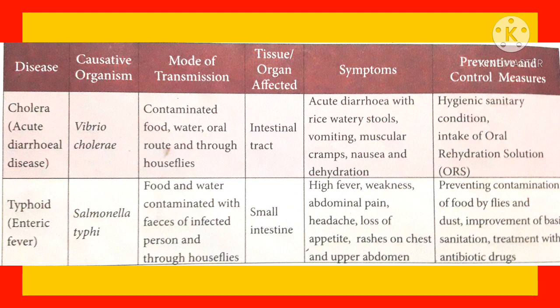Okay. So how to prevent the disease poliomyelitis? We have to take the vaccine, Salk vaccine as well as oral polio vaccine. Clear, children? Which is the mode of transmission of hepatitis A? Contaminated water, food and oral route. I hope all understood. Yes? Okay.